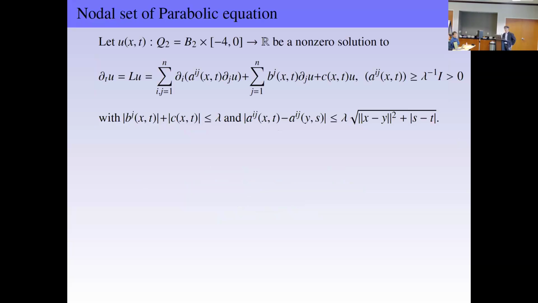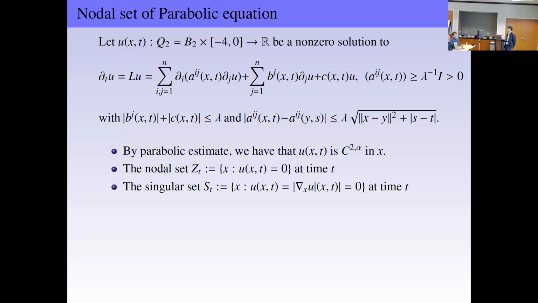So let's consider a solution u of a linear parabolic equation, and assume that every coefficient is bounded, and also assume the leading term satisfies a Lipschitz condition. So we know that by parabolic estimates, we have that u is C^{2,alpha} for any alpha less than 1 in x.